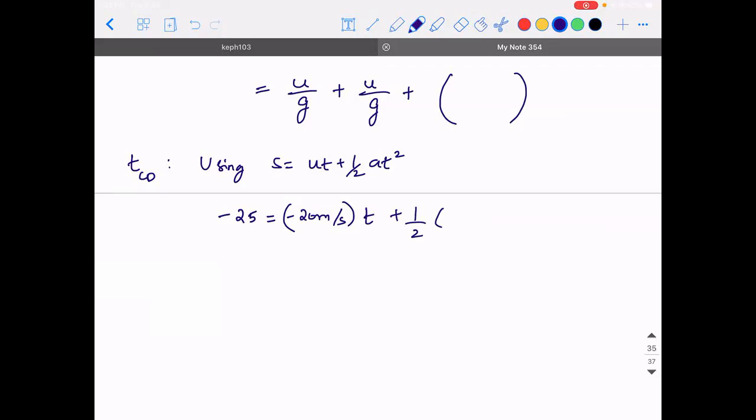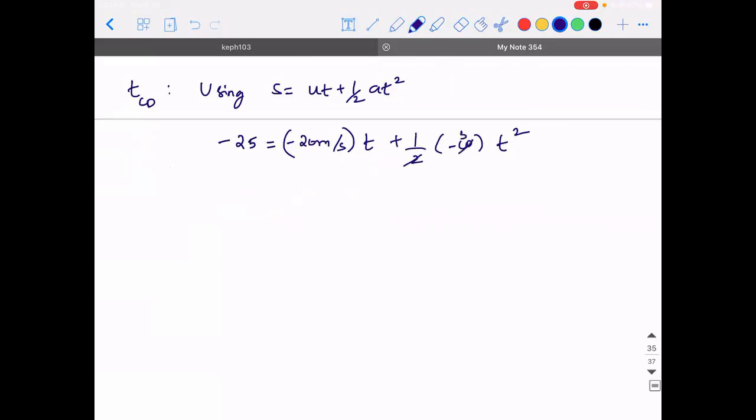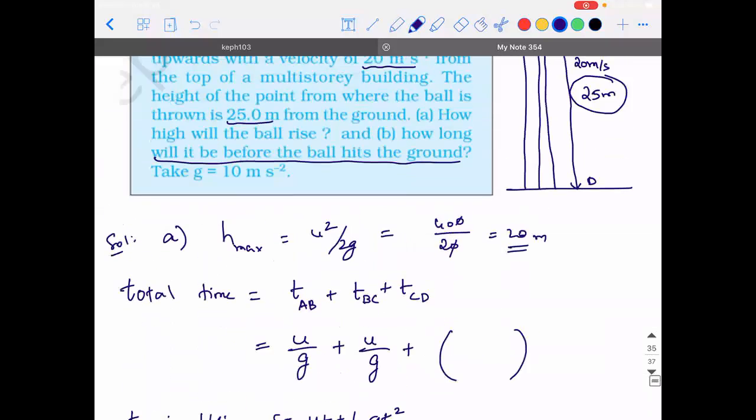minus 10, sir. So 5. So everywhere this minus will get cancelled. You will have 5t square plus 20t minus 25 equal to 0. Sir, this is the journey from C to D.